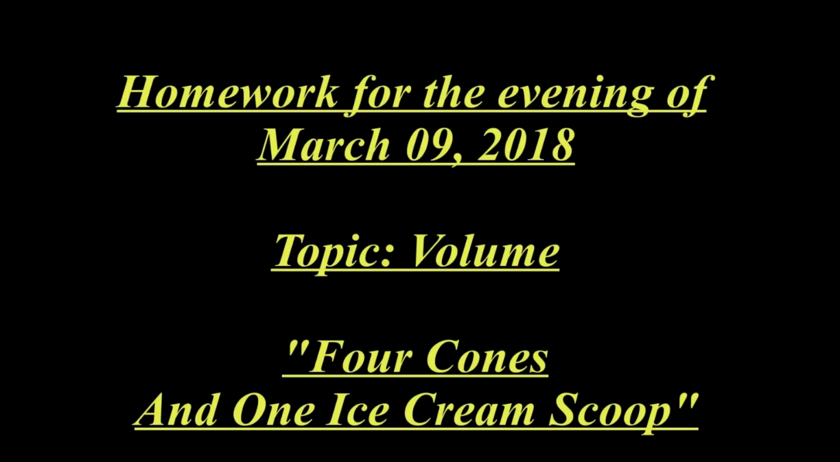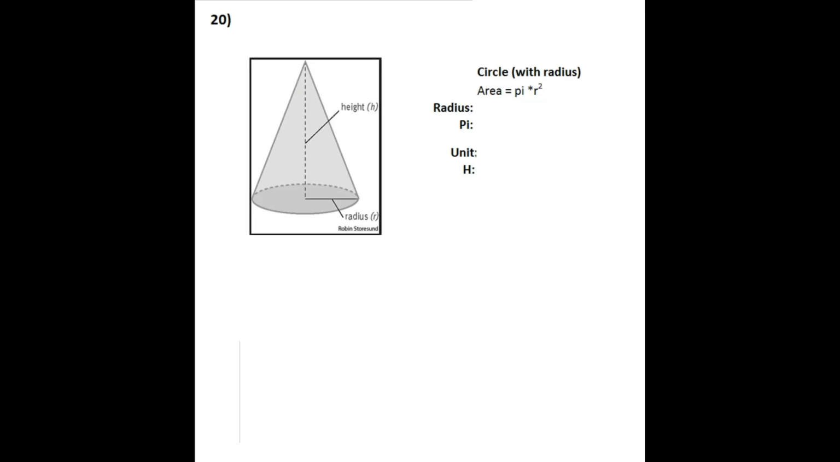And we're looking at volume, specifically 4 cones and 1 ice cream scoop. Let's get started. Now, we're going back to volume, all right? Volume involves a height, and either a radius or a diameter of the circle that forms its base. The area is always going to be pi times radius squared.